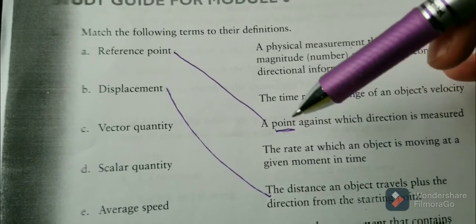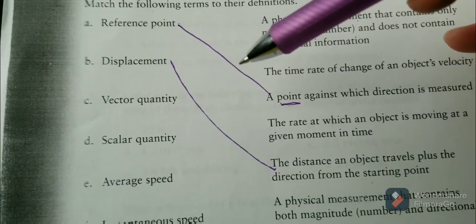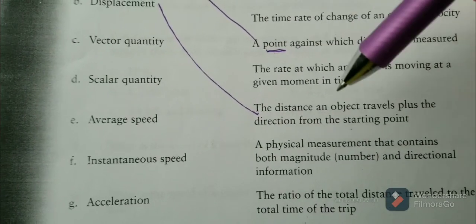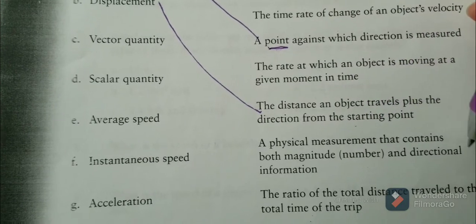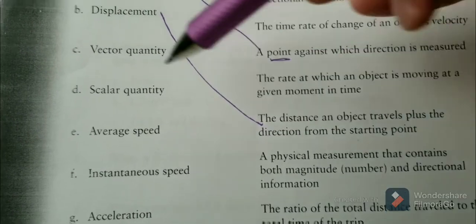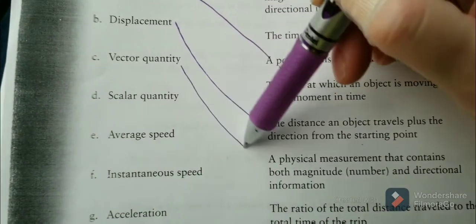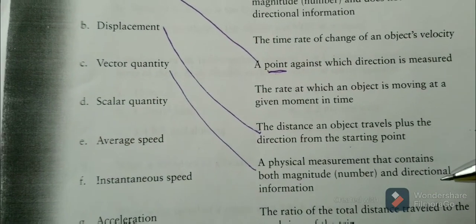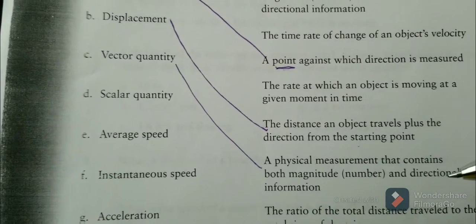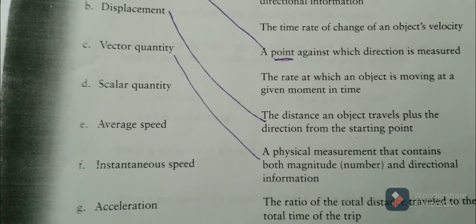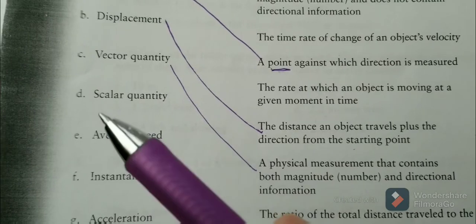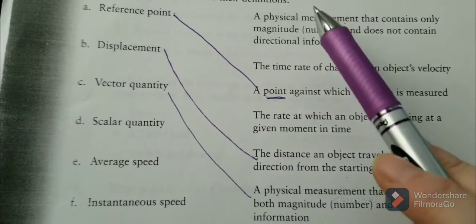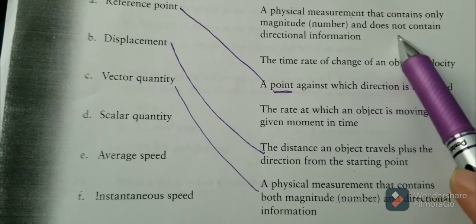Okay? Vector quantity is always going to have a number and a direction in it. So that's what we're looking for in the answer for vector quantity. It's number and directional information, like 35 miles per hour northeast. It's got to have both. Scalar quantity is going to be just the number without the directional information. So here it is, does not.